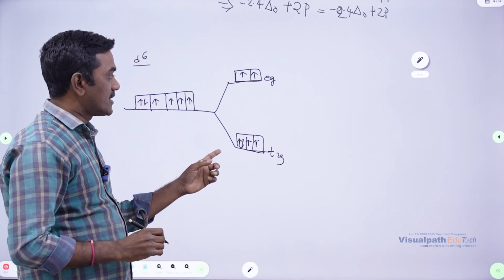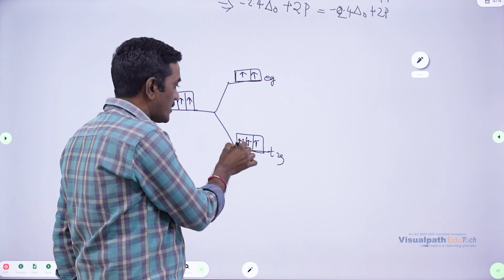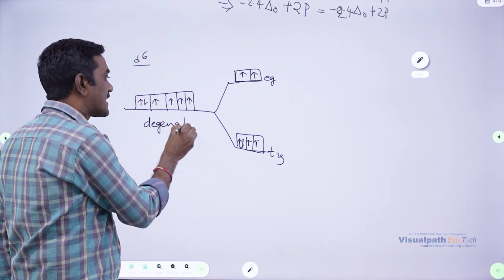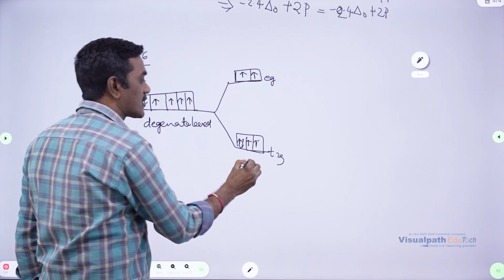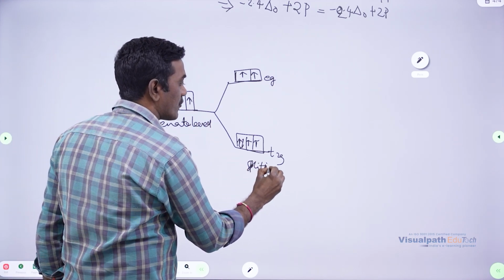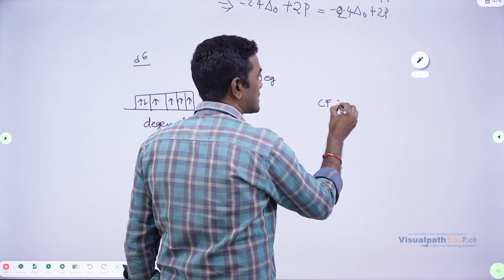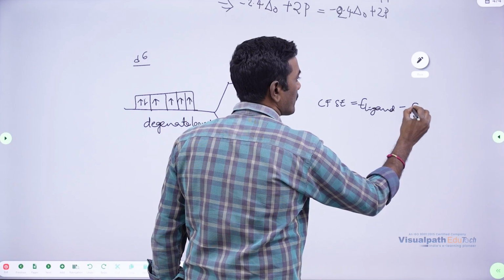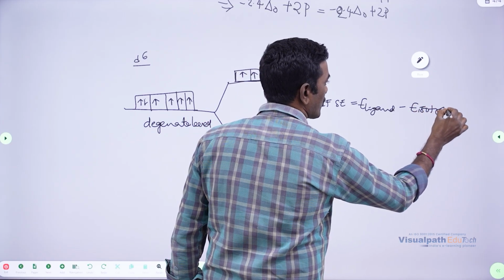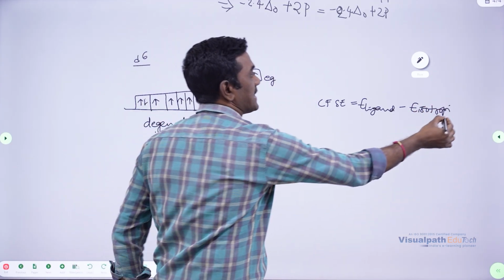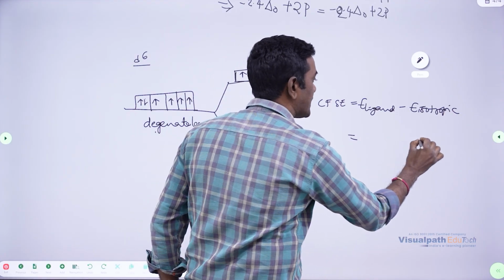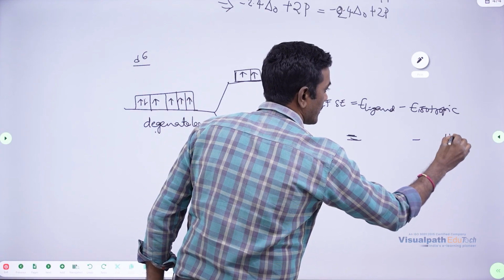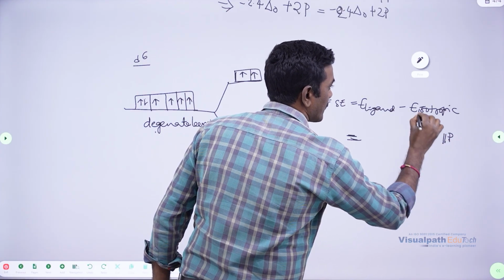Right? Here, if you are understanding, this is at the degenerate level. This is after splitting. What is the CFSE formula? CFSE is equal to E ligand minus E isotropic field. Isotropic means, as I told you, at the degenerate level. How many pairs are there at the degenerate level? Already one pair. One pair, right? This is from the isotropic level.